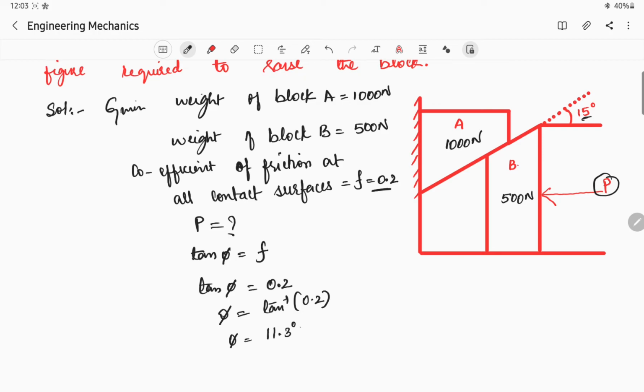If you do tan inverse, you will get 11.3 degrees. Okay, in case of wedge friction, we have to calculate this phi. Unless you calculate phi, you will not get the solution. Okay, tan phi, you understand, we got it. Fine. What is phi now? What is the coefficient of friction angle? What is phi?